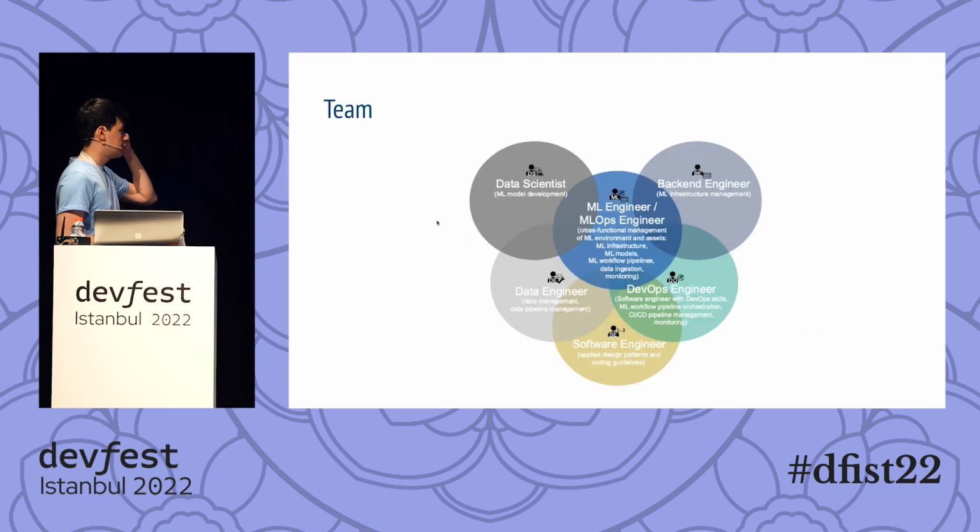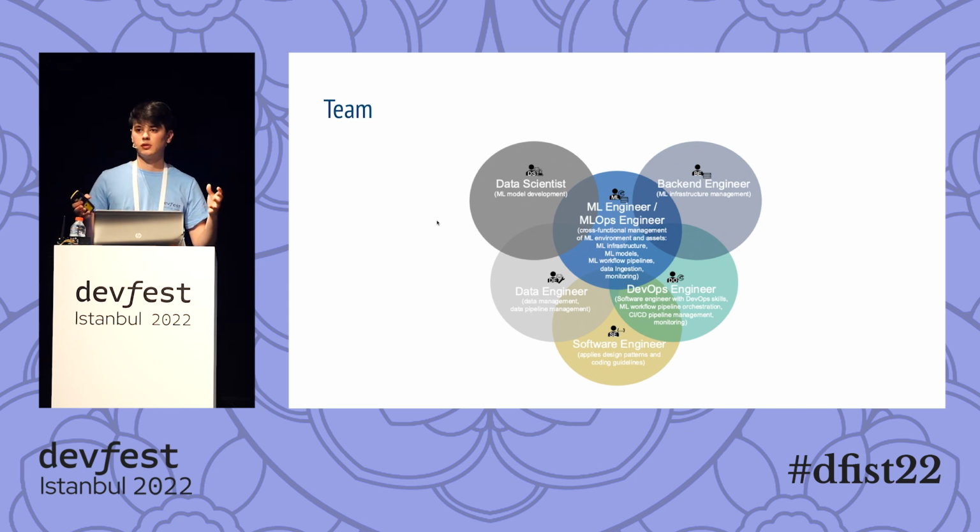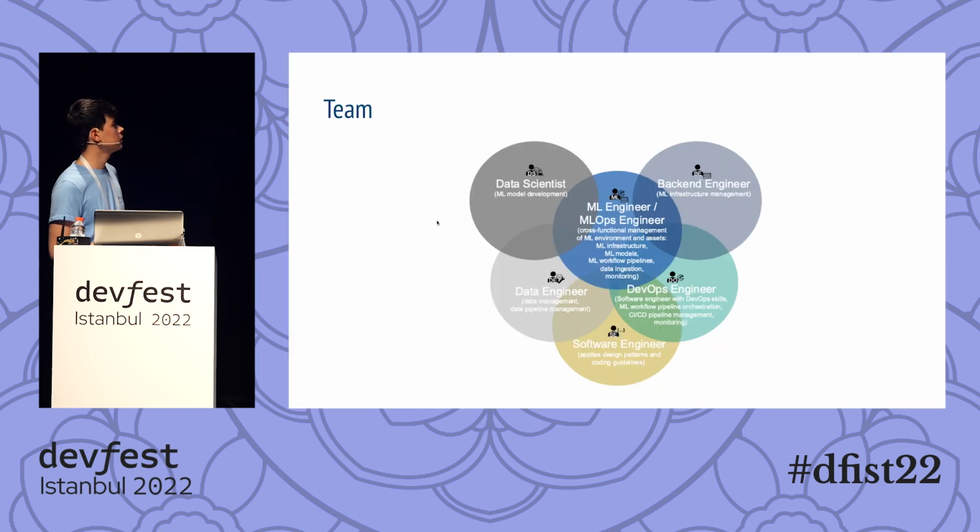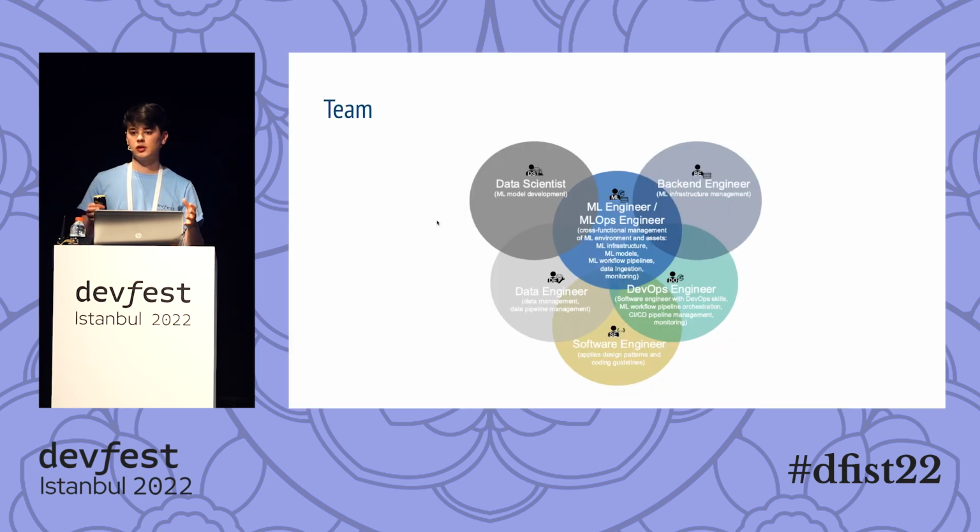Yeah. So the team: talking about the ML engineer, the MLOps engineer, it's a person that has different skills. For example, they have the skills of a backend engineer and a DevOps engineer. It's a mix of those engineers, and in total we have the MLOps engineer, who has different skills in order to orchestrate that pipeline.